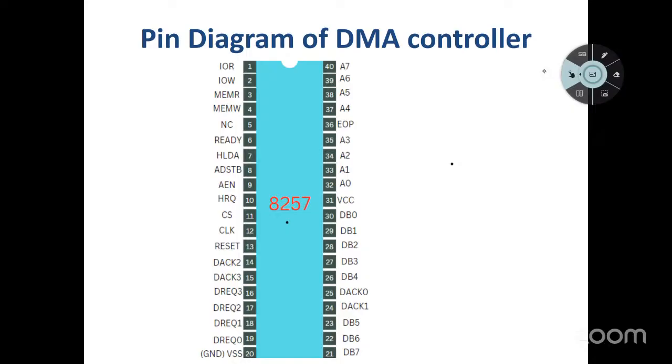There are four channels. Each has a DMA request line and a DMA acknowledgement line: DMA request 0, DMA request 1, DMA request 2, DMA request 3, and DACK0 to DACK3. See the block diagram and you will understand.